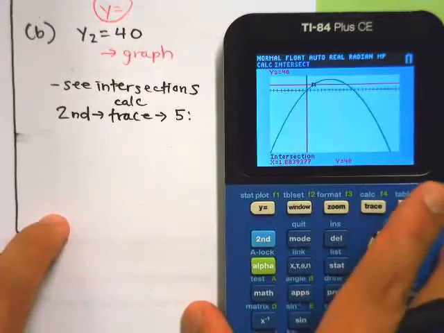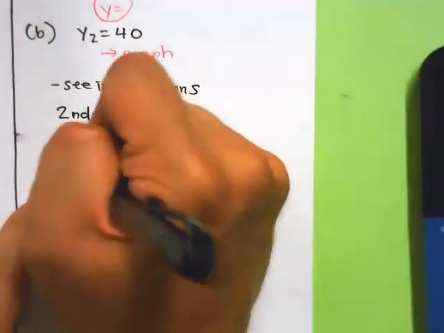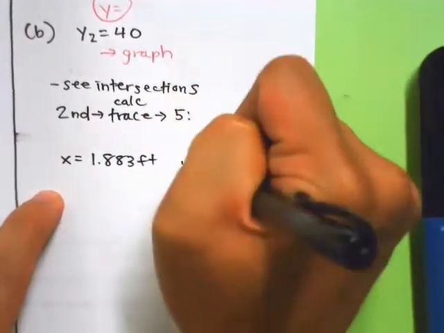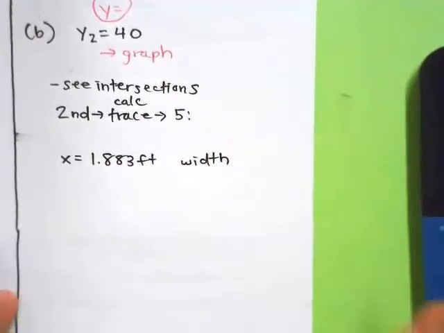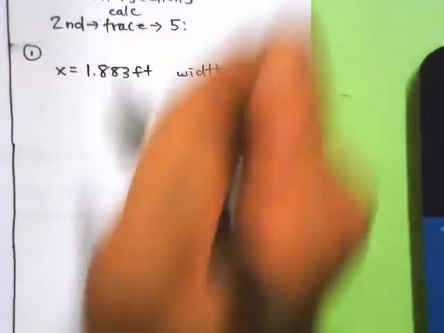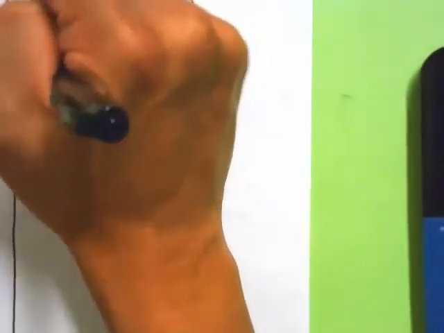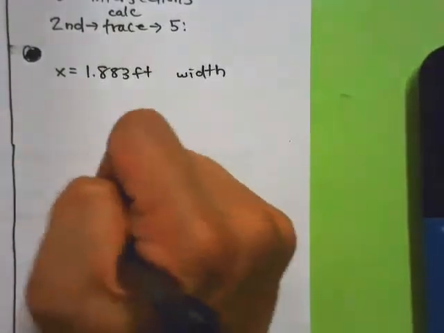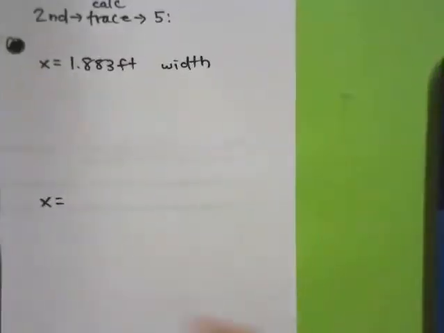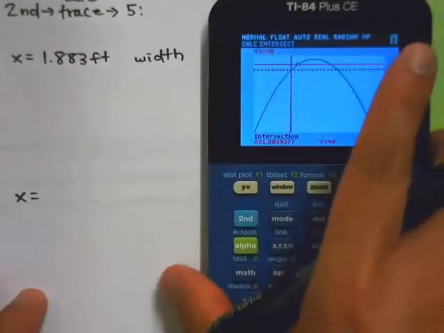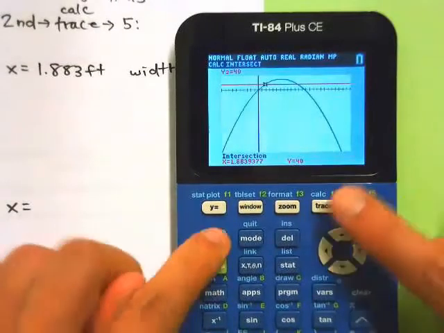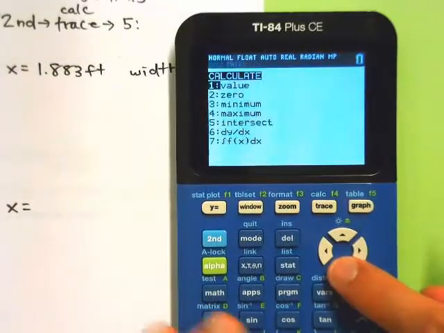1.883. So x is equal to 1.883 feet. This is our width. So here's our first answer. I wanted to label them first answer and second answer, but I don't want to confuse it with the numbering of the steps over here. Let's go ahead and find the second answer because there are 2 answers over here. All right, let's try again, second trace and then intersect.